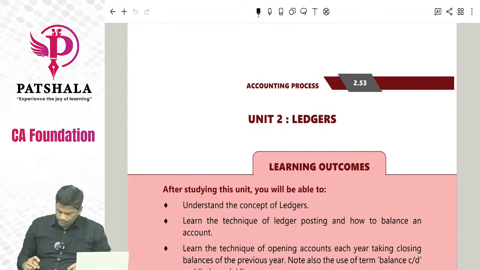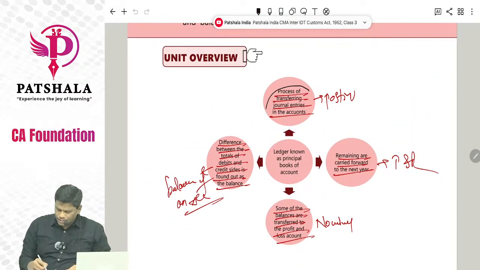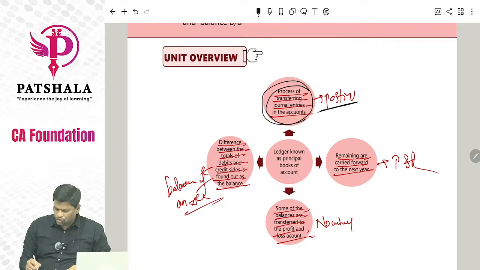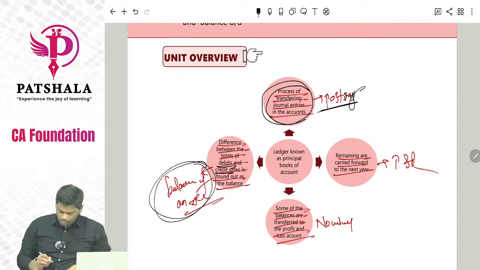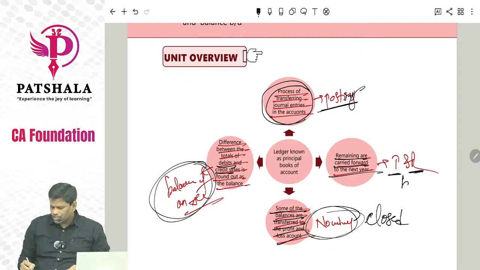The process of transferring the journal entries to ledger accounts is called posting. The difference between the totals of debits and credits is called the balance of an account. The remaining balances are carried forward to next year. Only personal and real accounts will be carried forward. Some of the balances are transferred to the P&L account; those are nominal accounts. So nominal accounts are always closed. Personal and real accounts are balanced.